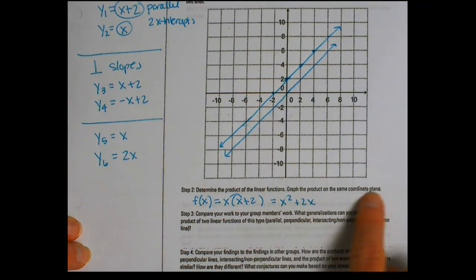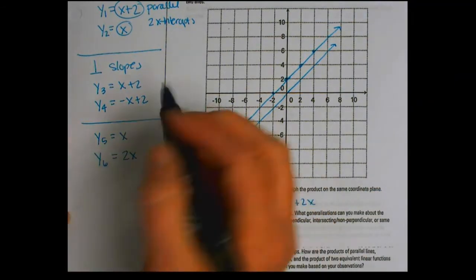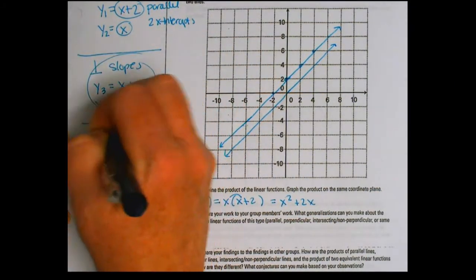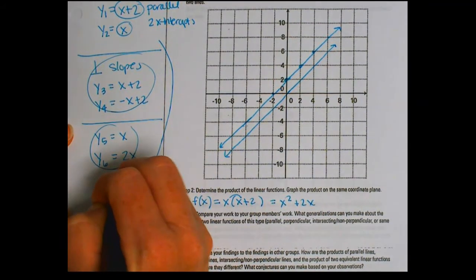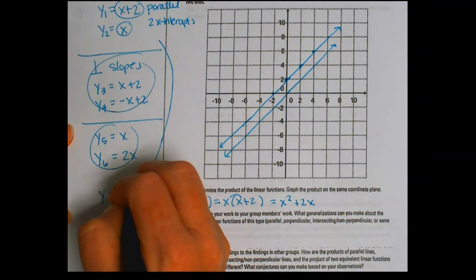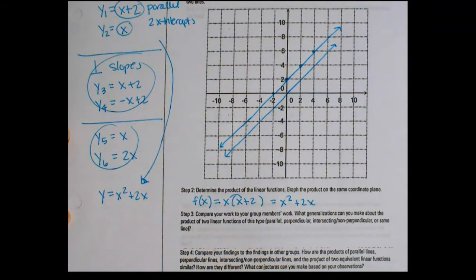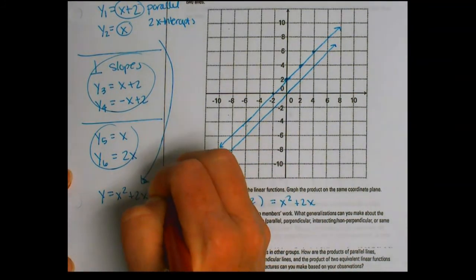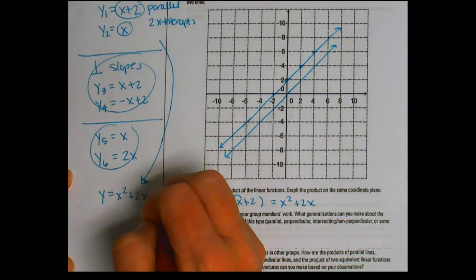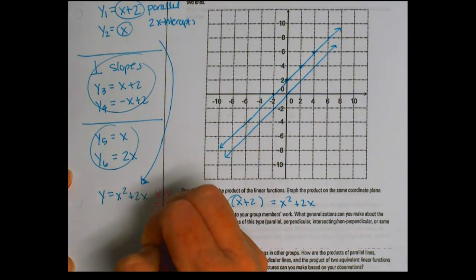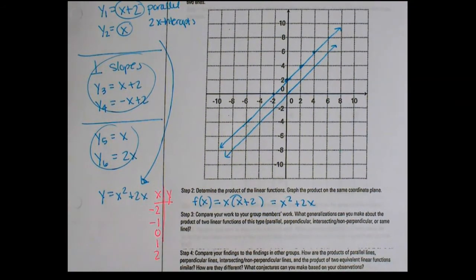So we want to graph the product on the same coordinate plane. I'm going to graph these in a little bit on another sheet of paper, but I'm going to graph the product. So this is going to be y equals x squared plus 2x on the same coordinate plane. I'm going to change colors, and because we may not be sure what it looks like, I'm going to do an XY chart, which means I get to pick my own x values and plug in for y values. So I'm going to plug in -2, -1, 0, 1, 2, and see what I get.